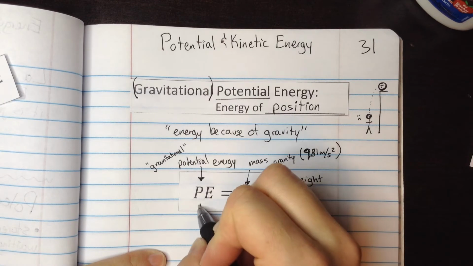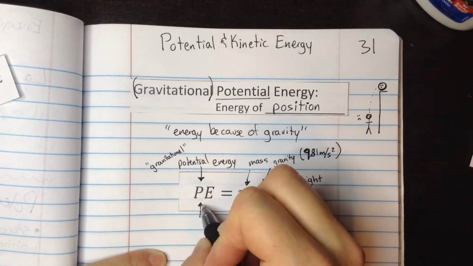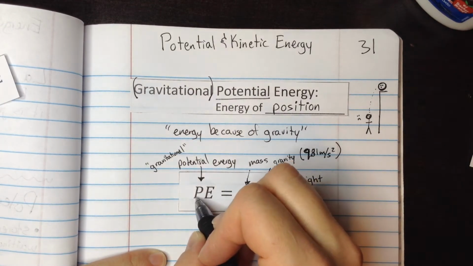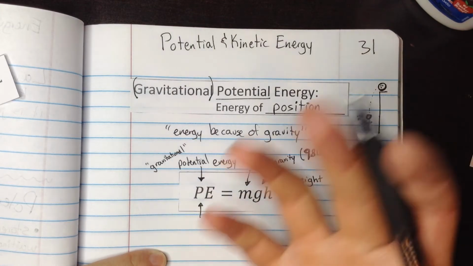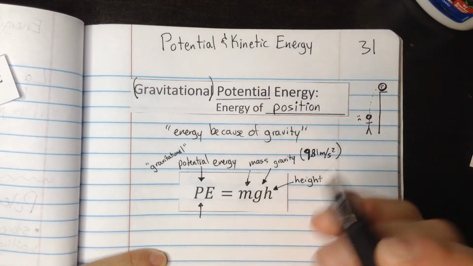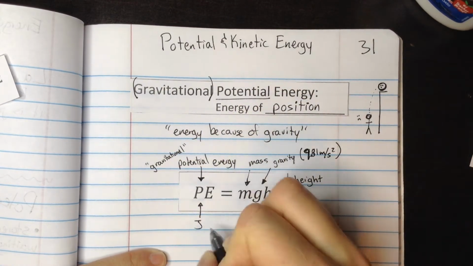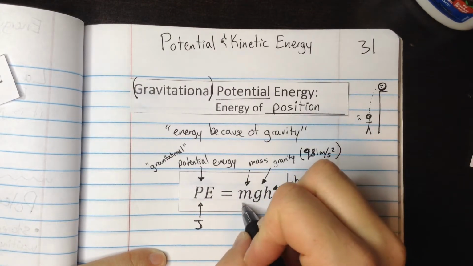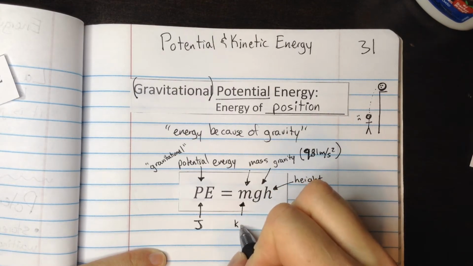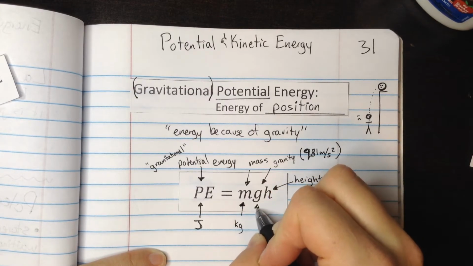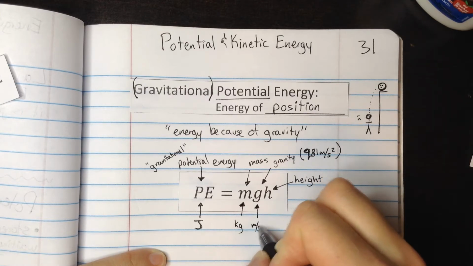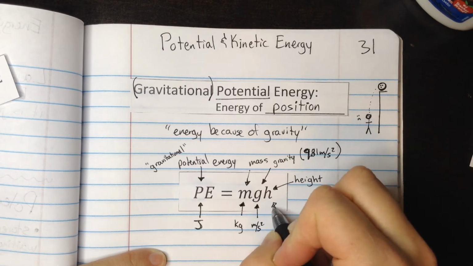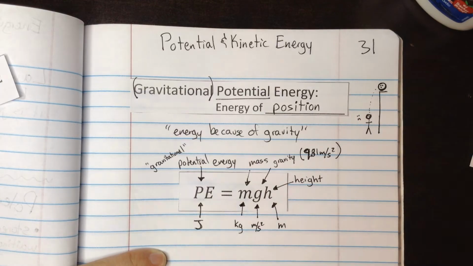Now, units of measure. What are the units of measure for energy, regardless of whether it's potential energy or kinetic energy or electrical, or what are the units for energy? Well, that's joules. Units for mass, kilograms. Units for gravity, meters per second squared, that's that acceleration. And units for height are meters.